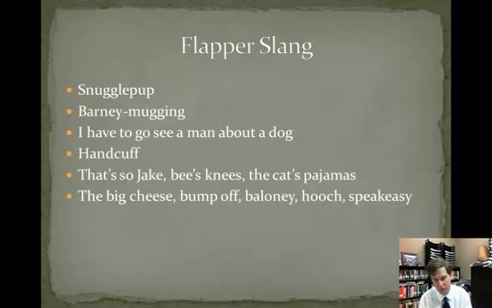That was great. That was fantastic. The big cheese was the boss. To bump off someone was to kill them. Baloney meant "that's false." Hooch was liquor, and a speakeasy is a bar. So some of these terms have actually found their way into modern American society.